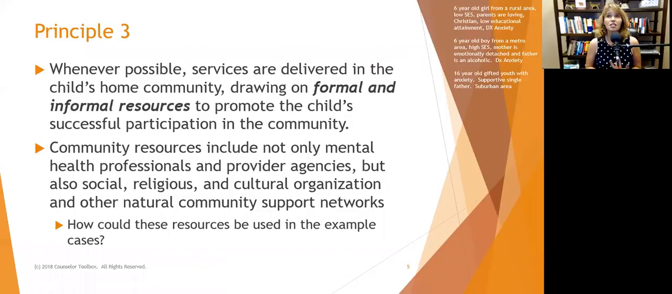Community resources include not only mental health professionals and provider agencies, but also social, religious, cultural organizations, and other natural community support networks. So thinking about some of these organizations, how could they be used in the example cases? And let's just start with the 6-year-old girl living in a rural area.